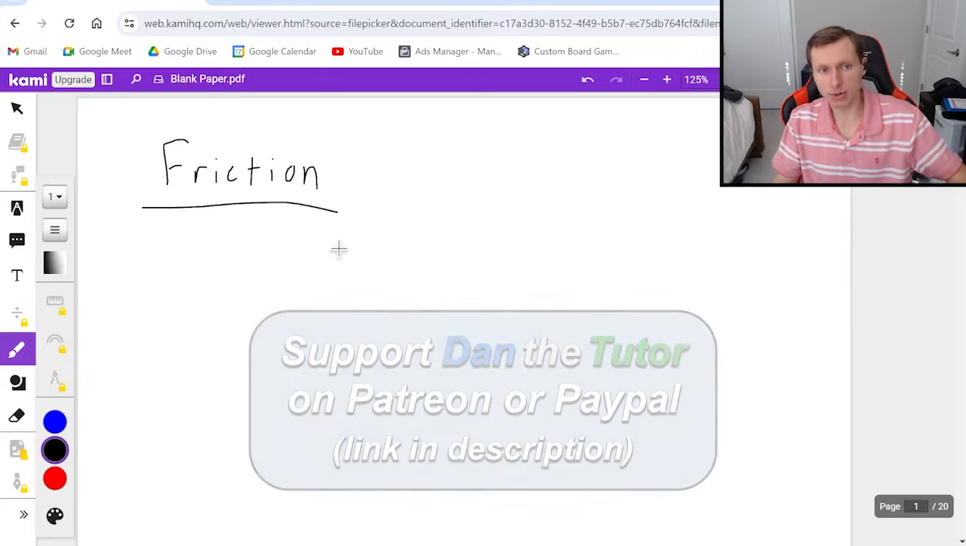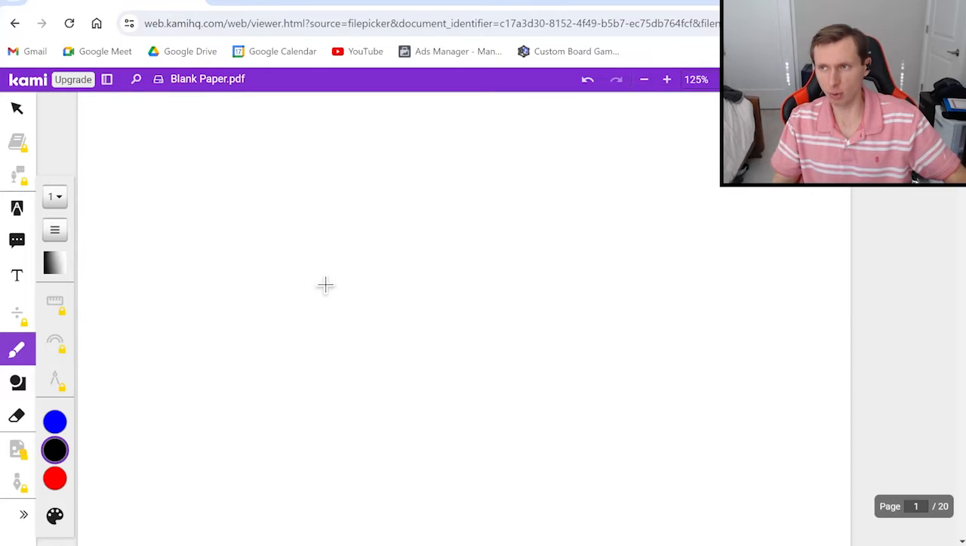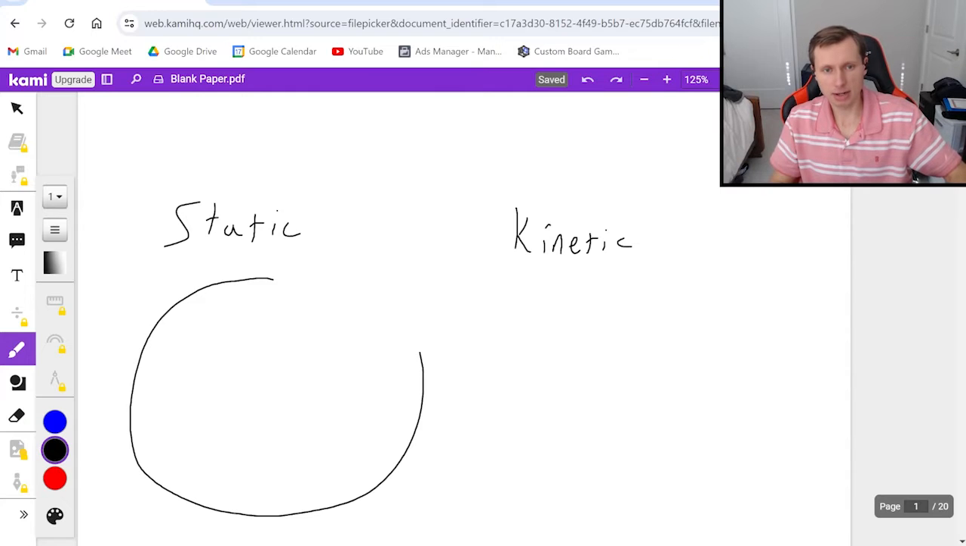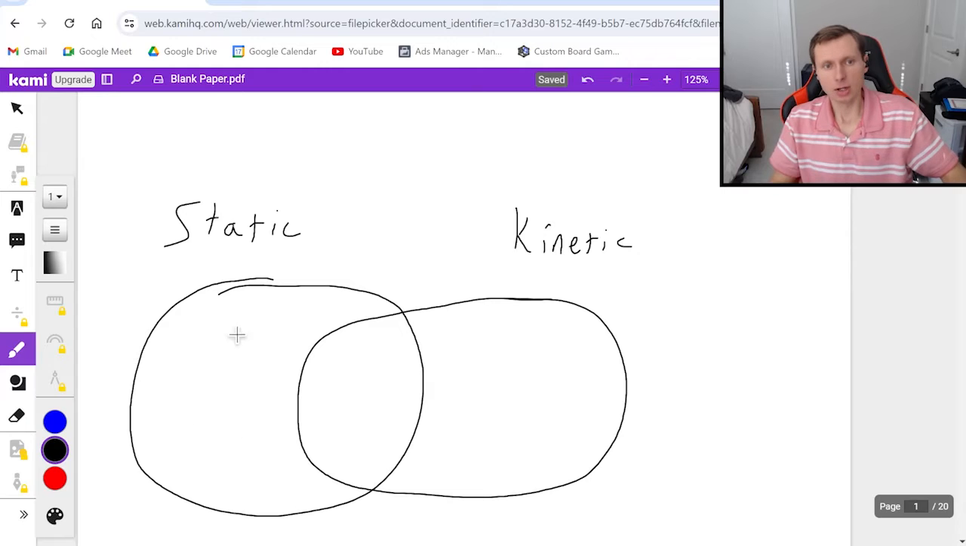There's two kinds of friction. Well, technically there's like four kinds, but the only two you need to know for this class are static friction and kinetic friction. And what I'm going to do for us is make a Venn diagram of these two things. So number one, the most obvious thing, static friction is when an object is not moving, and kinetic friction is when an object is moving.